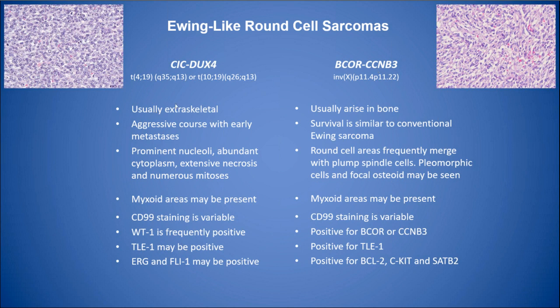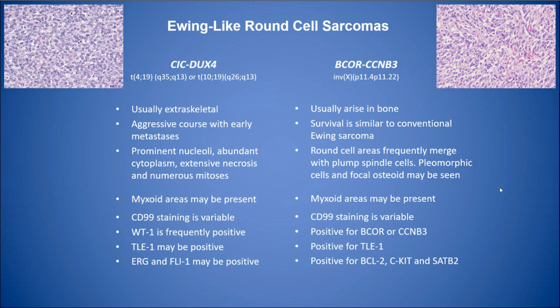CIC-DUX4 tumors are usually in the soft tissue, usually extraskeletal, versus BCORs that usually arise in bone. CIC-DUX4 has an aggressive course with early metastases, usually to the lungs, liver, bones, and even lymph nodes, versus BCOR, which has a survival that is similar to conventional Ewing sarcoma. CIC-DUX4 tumors have more cell variation, more nuclear variation. You can see round to ovoid cells with prominent nucleoli, abundant cytoplasm, extensive necrosis, and numerous mitoses, which you normally don't see in a classic Ewing's.